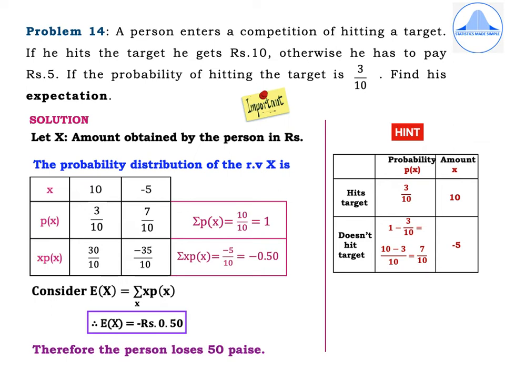Write the formula for expectation of X, which is equal to summation over x, x P(x). Therefore, E(X) is equal to minus rupees 0.50, or the person loses 50 paise.